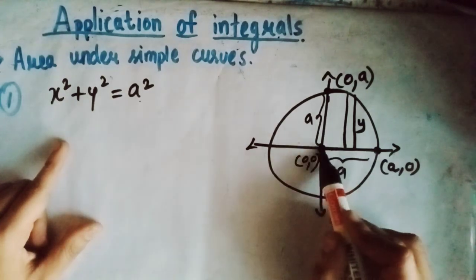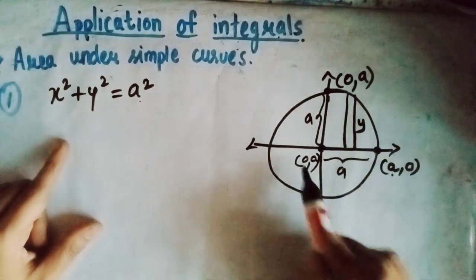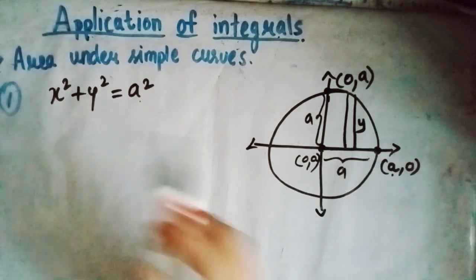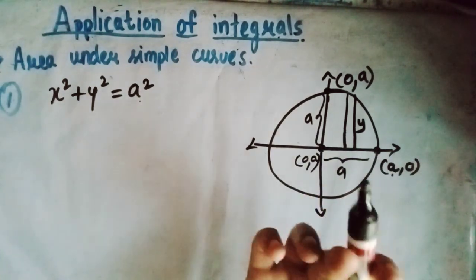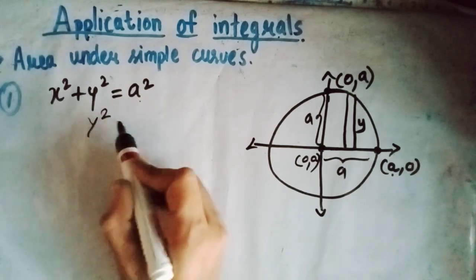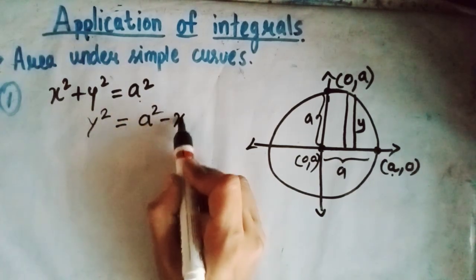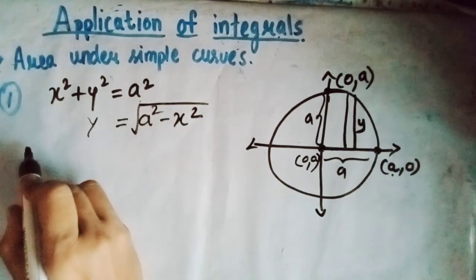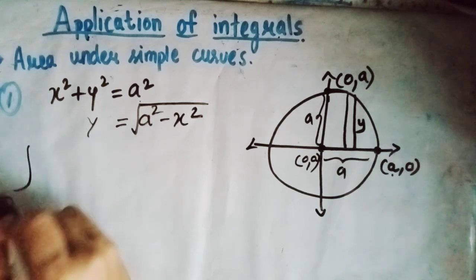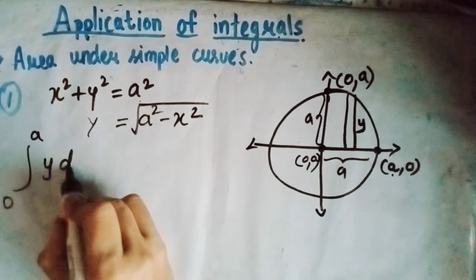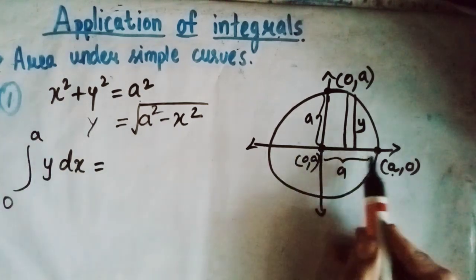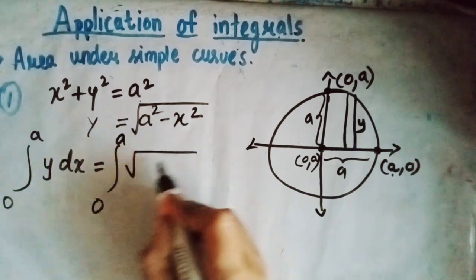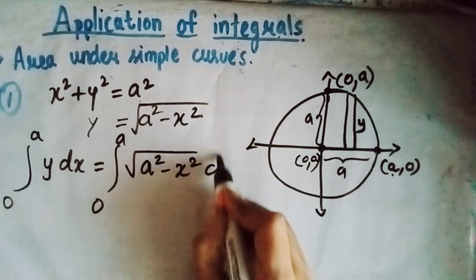So the x points are changing from 0 to a, and this is your y. You have to write y in terms of x, so you have to convert this. y square is a square minus x square, so y is root of a square minus x square. Now you have to consider the limit 0 to a of y dx. With respect to x we are changing the limits, so 0 to a, in place of y you have to write root of a square minus x square dx.